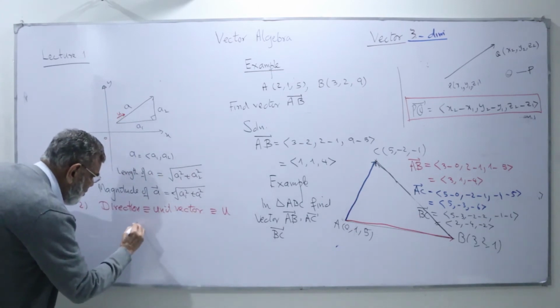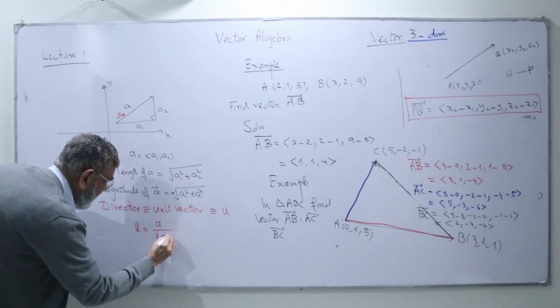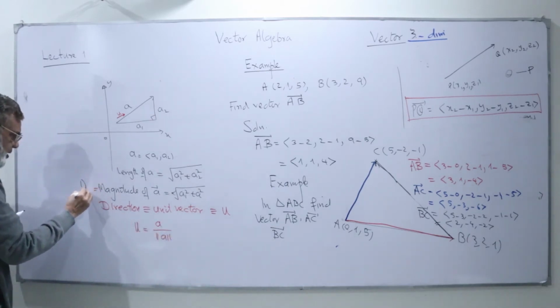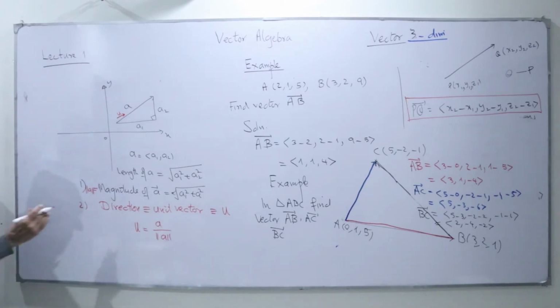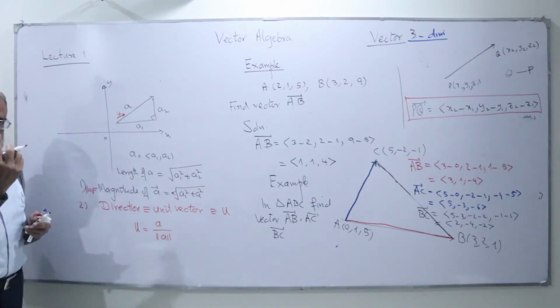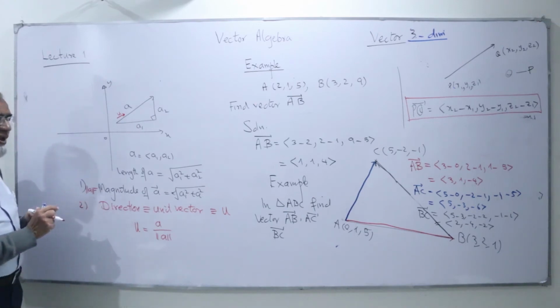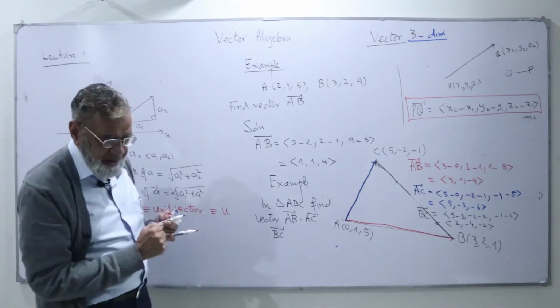So my vector U is A divided by the magnitude of vector A. I denote the magnitude of vector A by this notation. If I divide any vector by its magnitude, then obviously the length of the vector is equal to 1, and that's the unit vector, which gives me the direction of the vector. So we can have a small example.